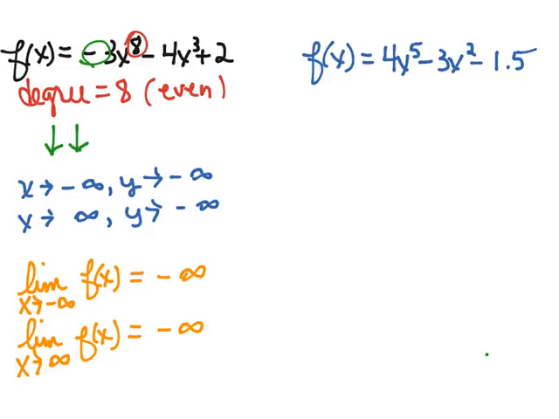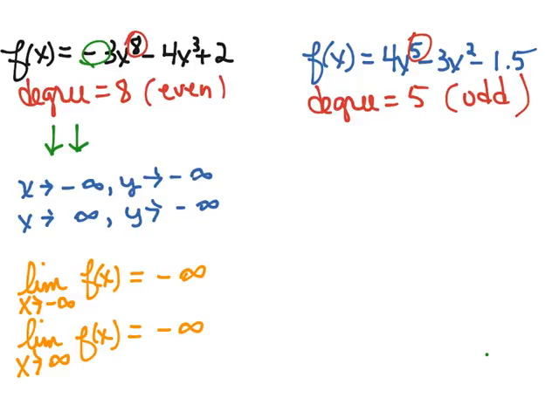On the next example, we have f of x equals 4x to the 5th minus 3x squared minus 1.5. So this time, the degree of the function is 5, which is odd. So the ends are not going to do the same thing.